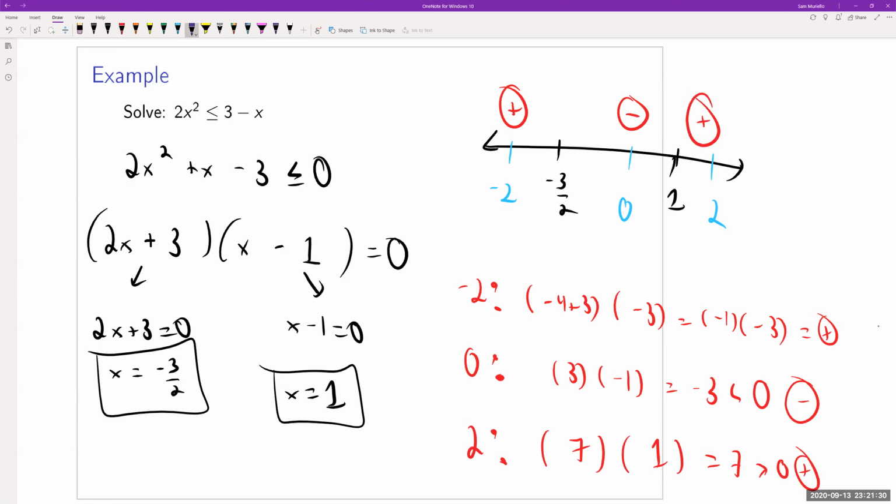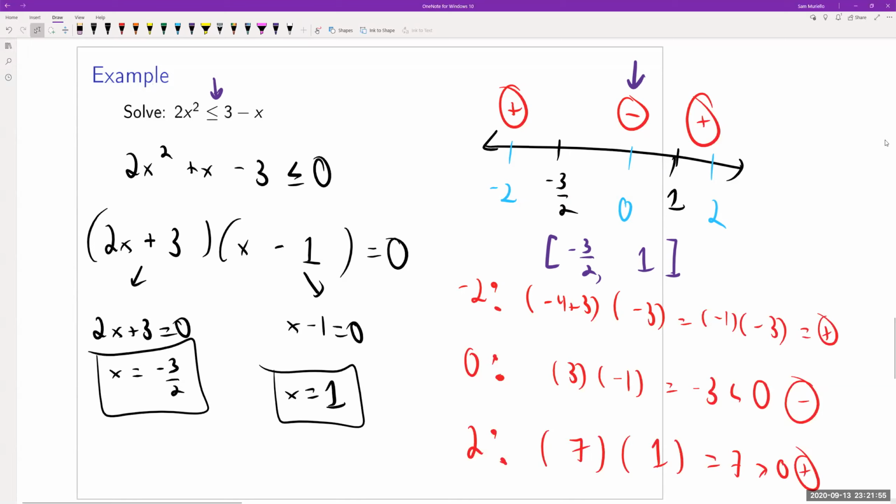My intervals then will be -infinity to -3 halves. Whoops, I don't want to include that one. Double checking my sign, less than or equal to. That means that negative is going to be my correct region. So I want -3 halves up to 1. I'm using hard brackets because the sign includes equal, so I want to include both endpoints.